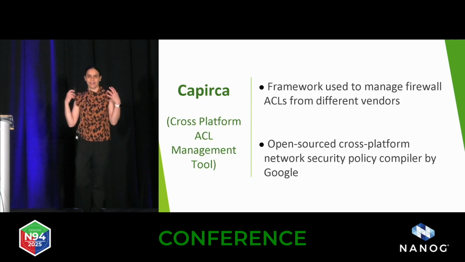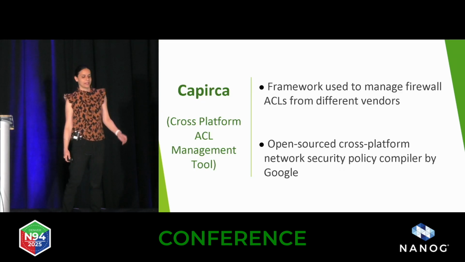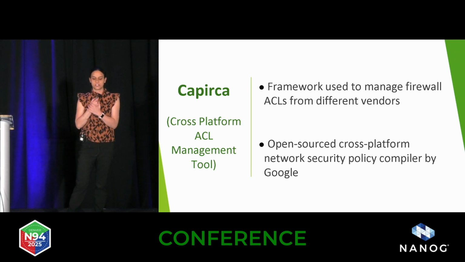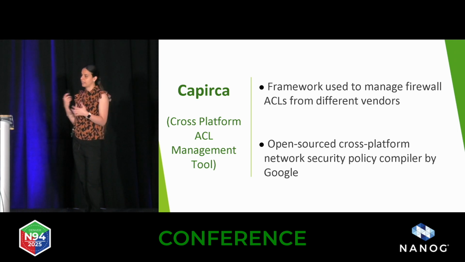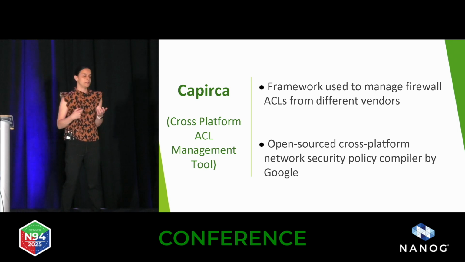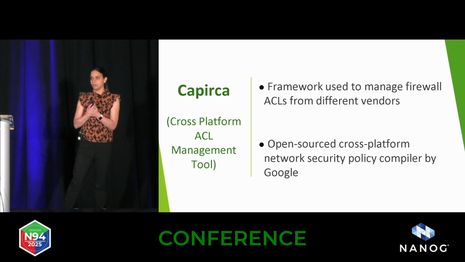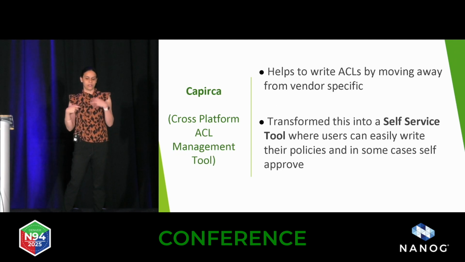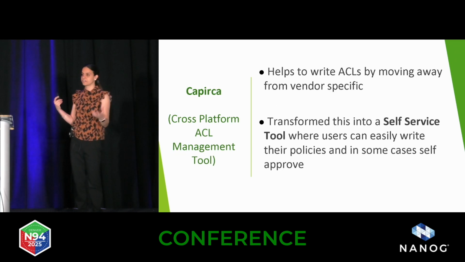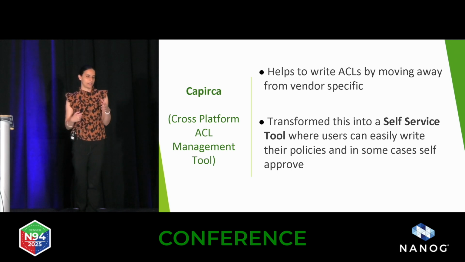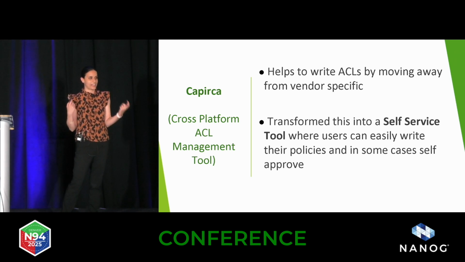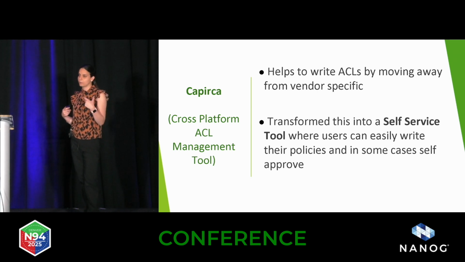So in order to help with all of this comes Capirca. Capirca is a cross-platform ACL management tool that we use at Meta to manage firewall ACLs from different vendors. It is an open-sourced network policy compiler by Google. At Meta, we've changed it to be a self-service tool where users can write their own configs without the knowledge of any vendor syntax, and in some cases also self-approve their changes. I will talk about the self-approve part in a little bit.